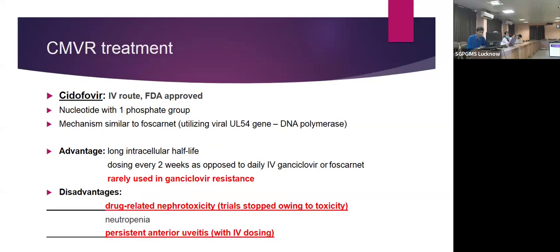And from the ocular side, one problem is this: there is persistent anterior uveitis. The inflammation does not go away. The virus may be gone because of this drug, though I have not used this drug. But the reports say that everything is fine, yet the anterior uveitis does not resolve, and low-grade anterior uveitis is present as long as the treatment is going on. So at present, this is a barely used drug.